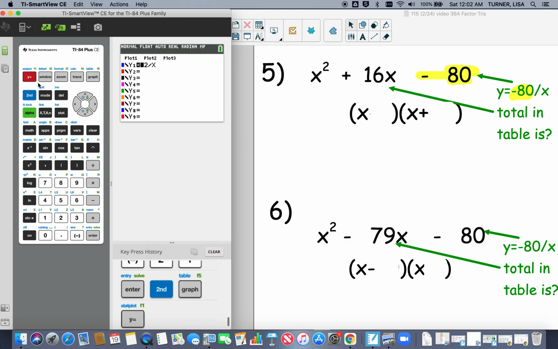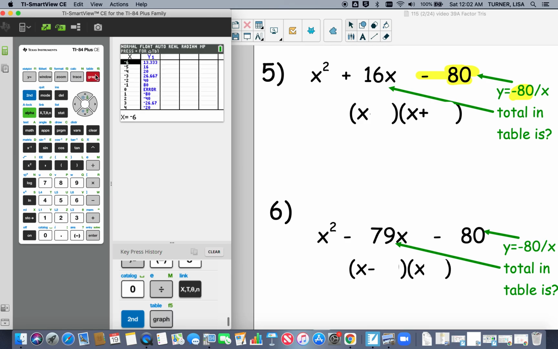Go to y equals, we only have 10 of these, people, negative 80 divided by x. We're dividing by x because we want to see all the pairs that multiply to negative 80. I'm going to catch that myself there. Let's go to the table.